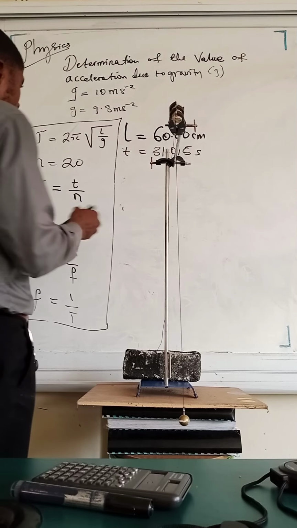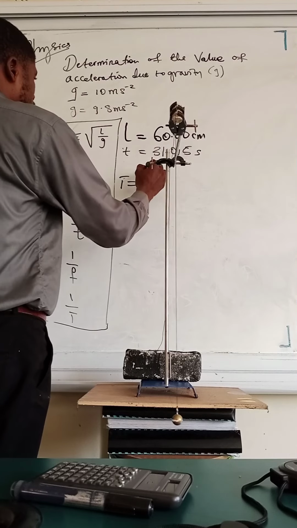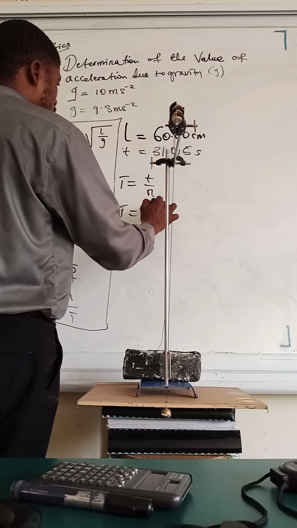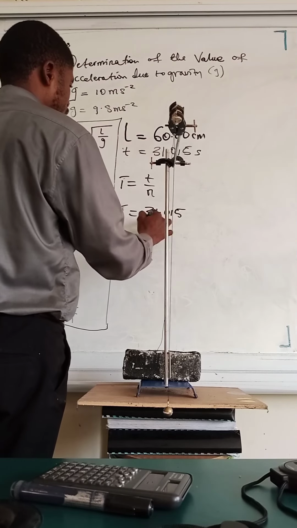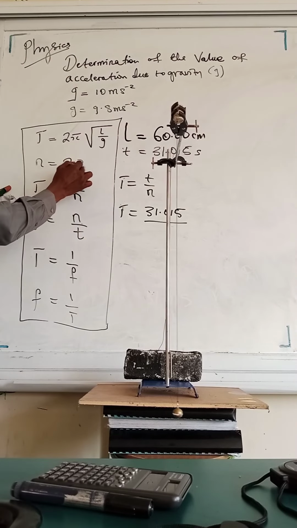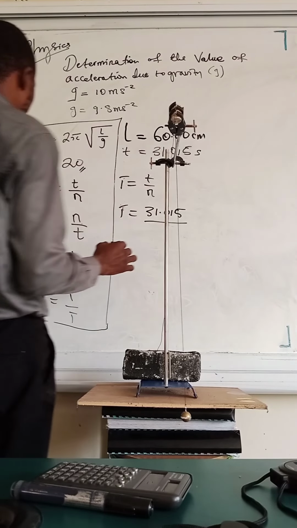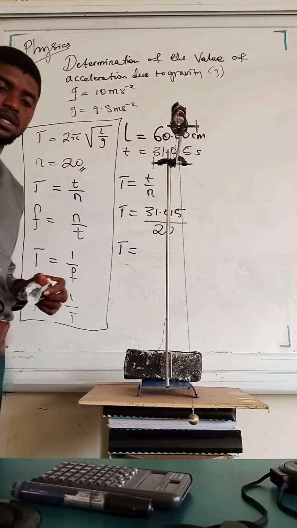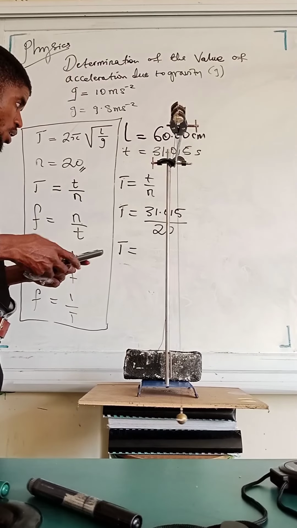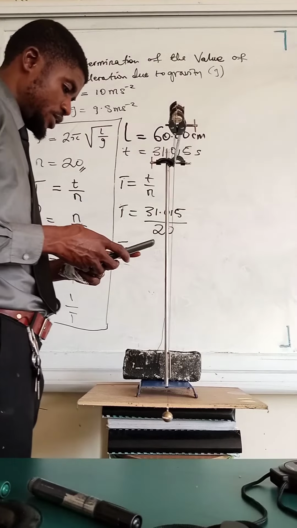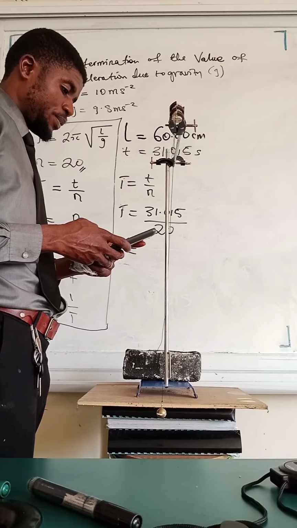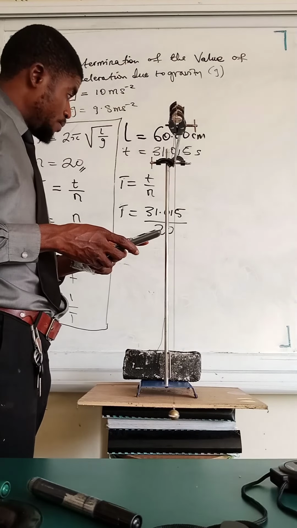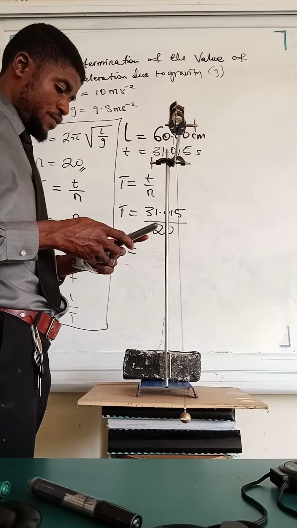So what do we do? From T is equal to small t over N, small t is 31.015 divided by N. Our N is 20 complete oscillations. So we'll have this divided by 20. So our T, which is the period of oscillation, is given to be 31.015 divided by 20.